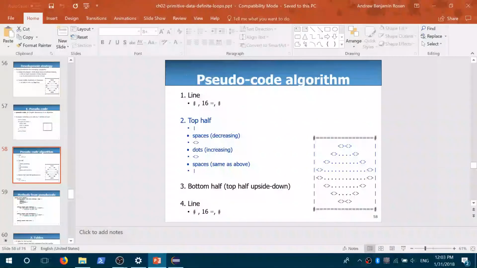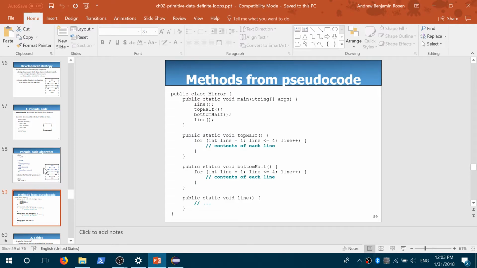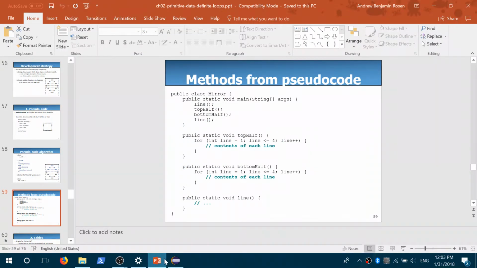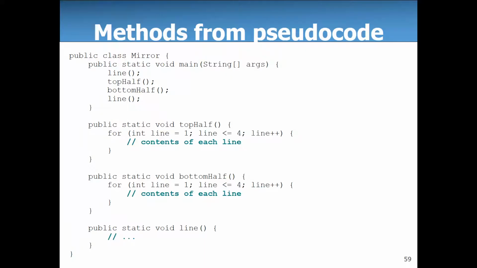So let's see, what they did is that they break this figure up into multiple parts, right? They have a method for each part, because remember, we can write methods to automate this. We have the line, we have the top half, the bottom half, and then we have the line again. And the idea is that since we're breaking this up into methods, we can figure out each part independently.